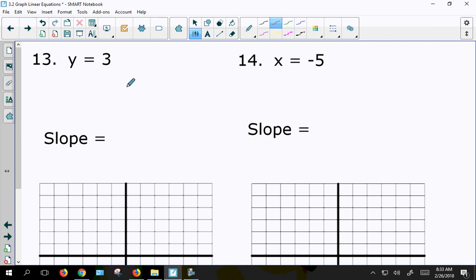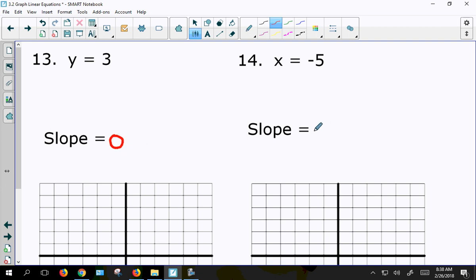Okay, number 13. What kind of line is this? I only have a y. What kind of line is it? No, it's horizontal. So, when I want to know the slope of this line, it's a horizontal line. What's the slope of the floor that you walk on? Flat, or we call that 0. That's a zero slope.